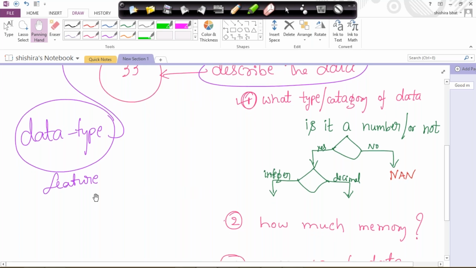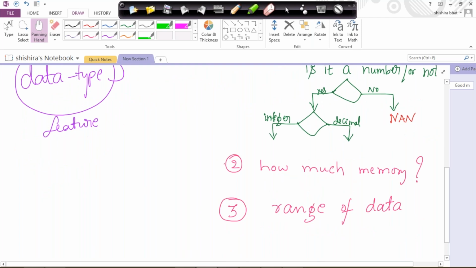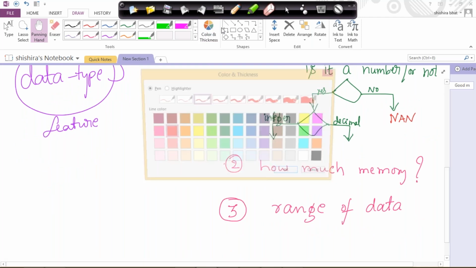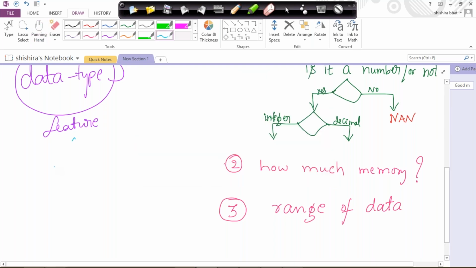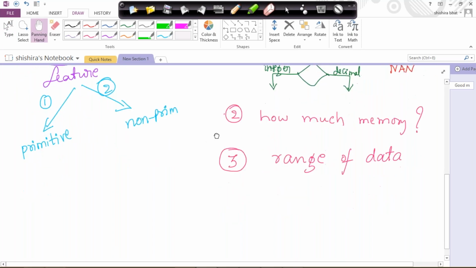Are you clear? Again, in this data type, there are two categories. What are the two categories of data type that we do have? The first one is called primitive data type. The second one is called non-primitive data type. So we know already in Java what the primitive data types available are, right?